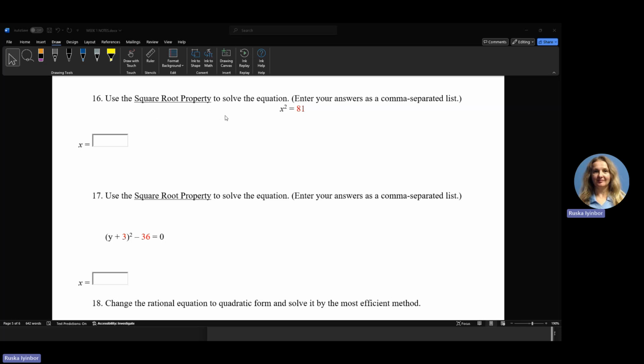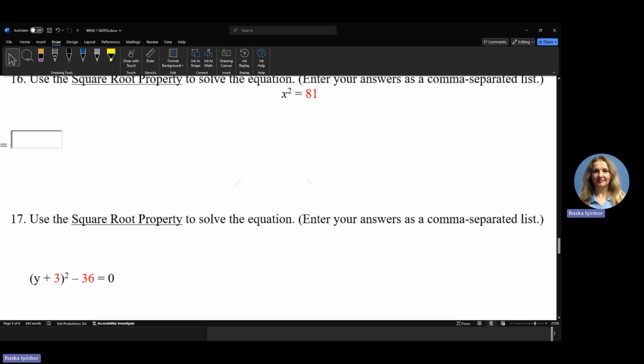Square root property, the name says it. You're taking the square root, okay? And this is a shortcut for solving a quadratic equation when you have x squared and a number only. So if you have something squared and a number only, like we have x squared equals 81.